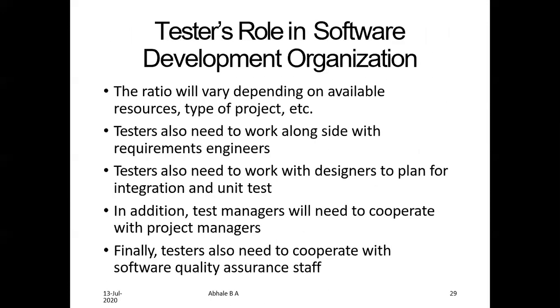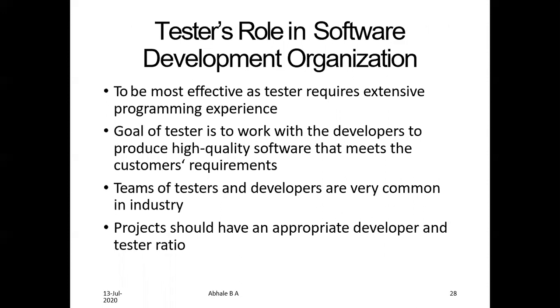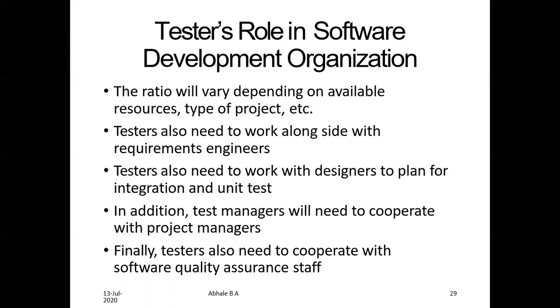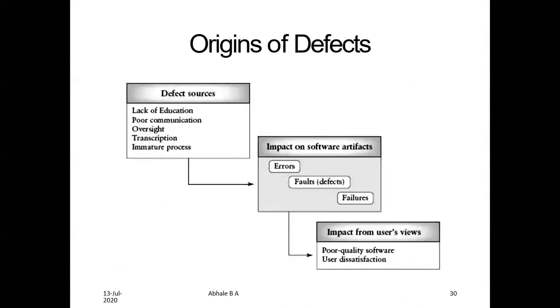So these are the tester's role in an organization. So what is the basic function of a tester in an organization? Then the next point is the origin of defects. How do defects occur in your software? Why do defects occur in your software? So that is regarding the origin of a defect.